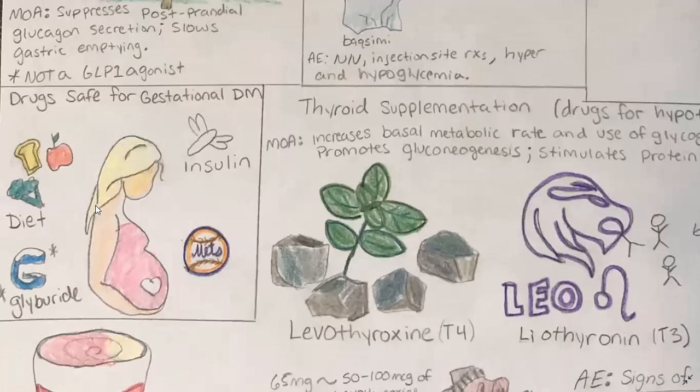We'll talk very briefly about drugs that are safe during pregnancy. If you have a patient with gestational diabetes, your first-line management is proper diet and exercise. If that didn't work, you could move on to metformin. You could try glyburide, and then of course, insulin is safe as well. Those are the only drugs that are safe during pregnancy: insulin, metformin, and glyburide.